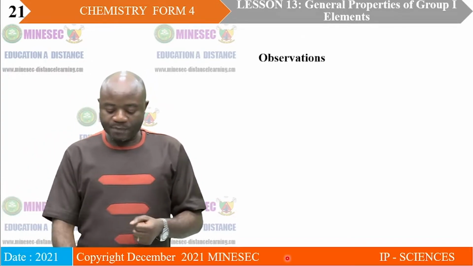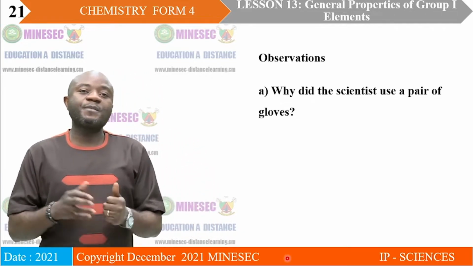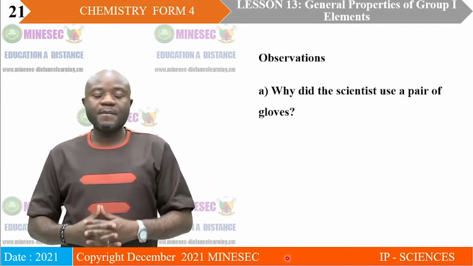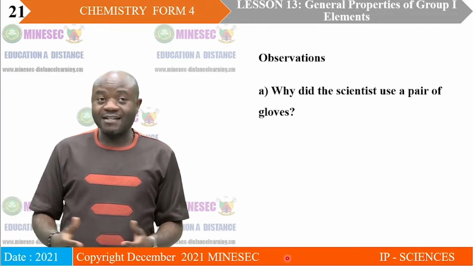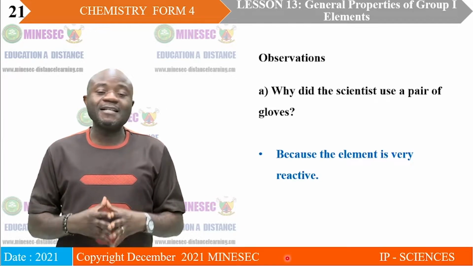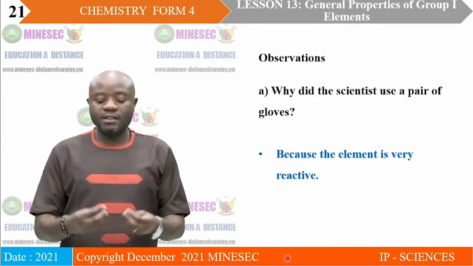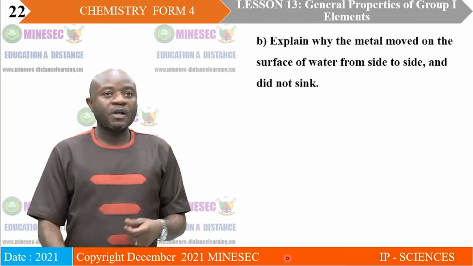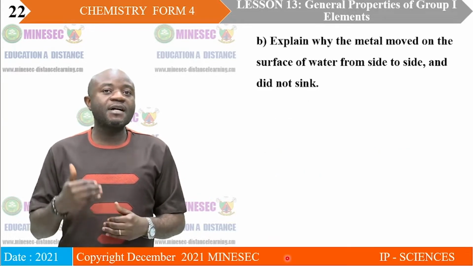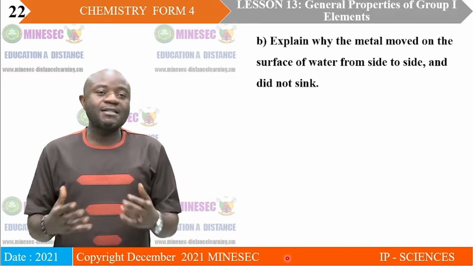From this video, we made these observations. Why did the scientists use a pair of gloves to handle the metal? Can you guess the answer? The reason is because the metal is a very reactive metal, so it is unsafe to handle it with our bare hands.